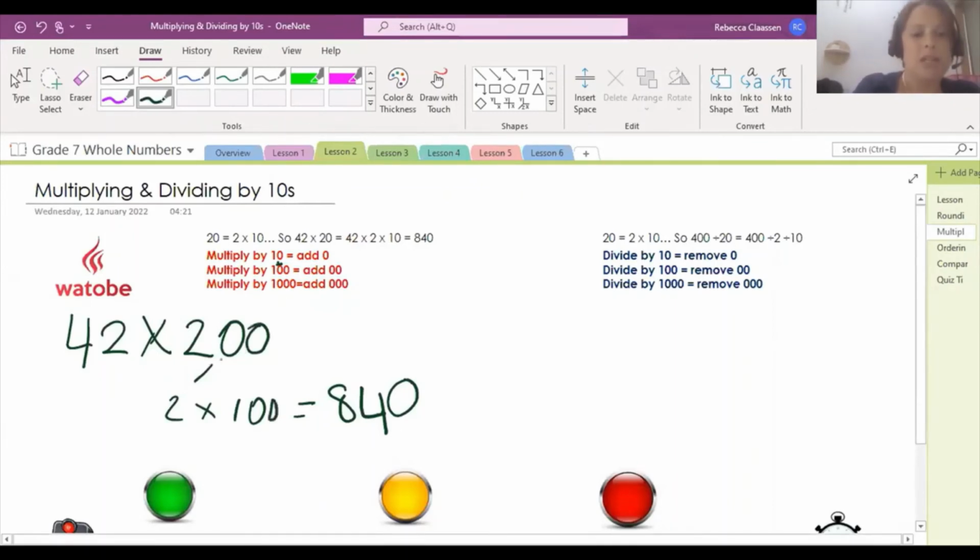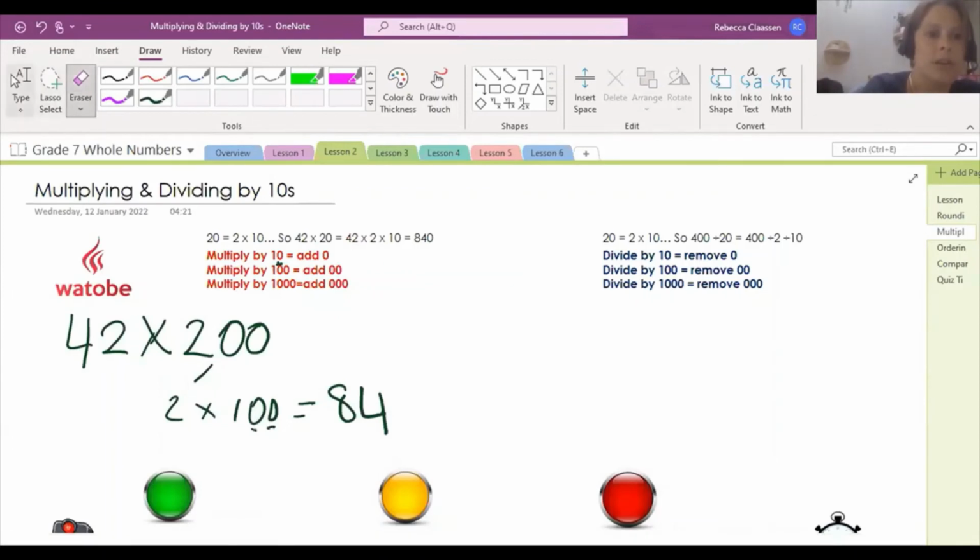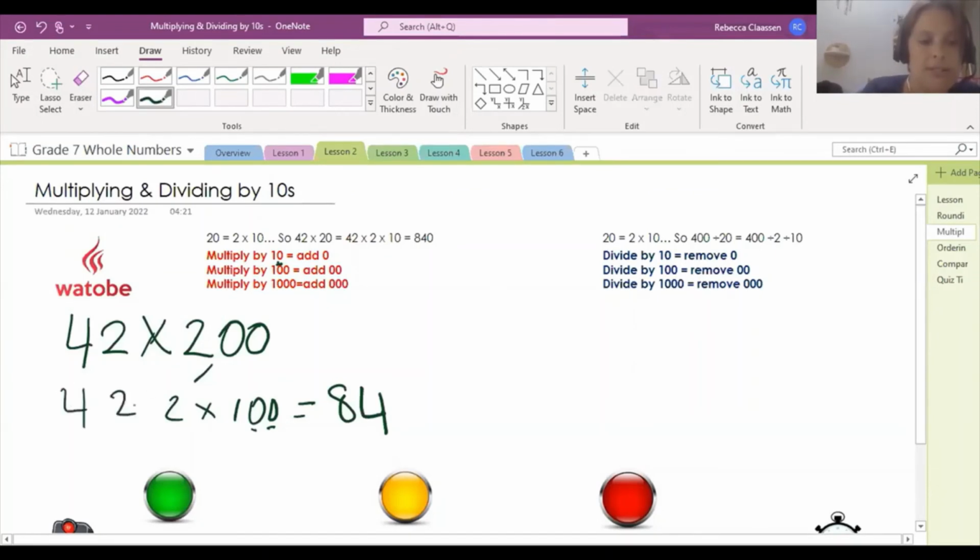200 is the same as 2 times 100. And so how many zeros would I need to add to my answer? I would need to have 2 zeros on my answer. Let's put that back because I don't want that there. So it's 42 times 2, and 42 times 2 is 84. And then 84 times 100, I pop 2 zeros on the end of my answer. And that's it. That's what happens when you're multiplying by tens.